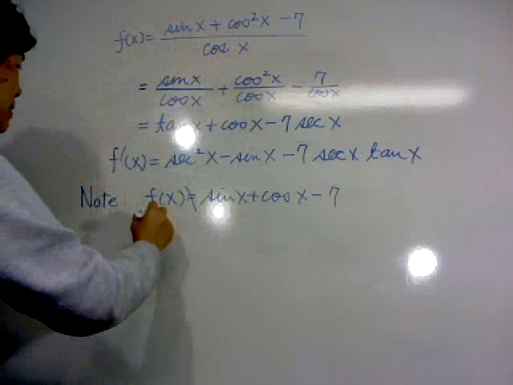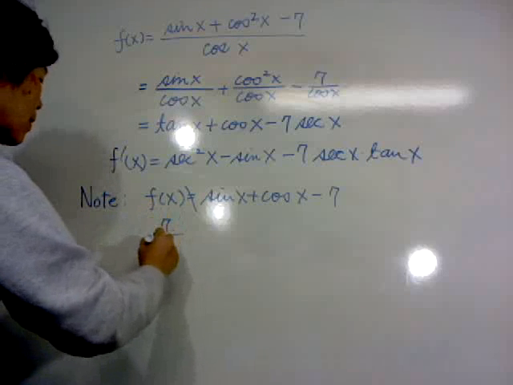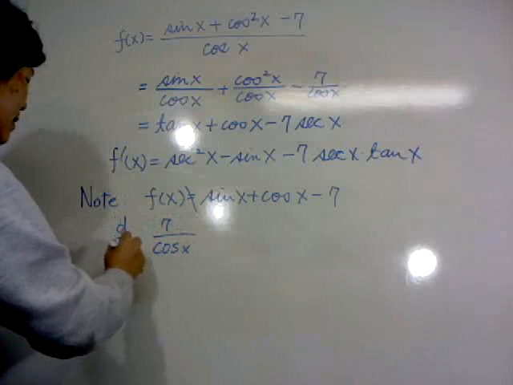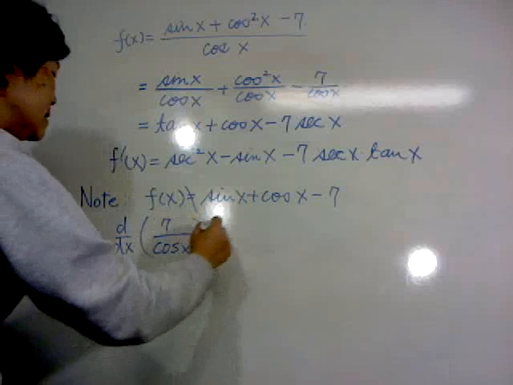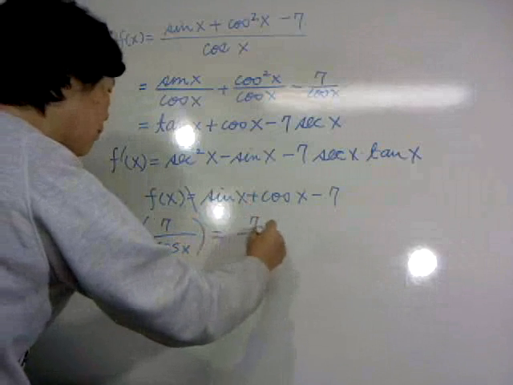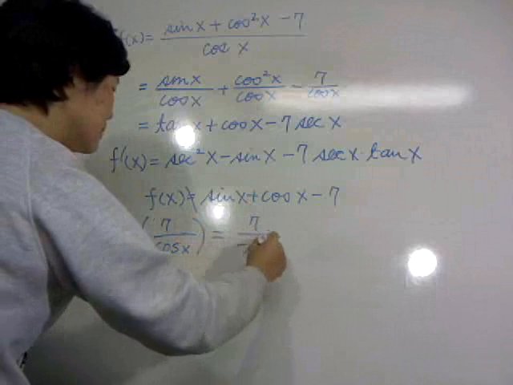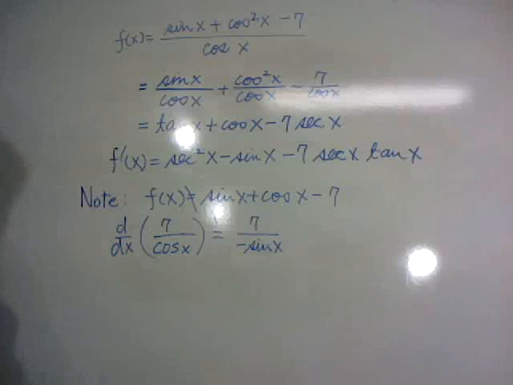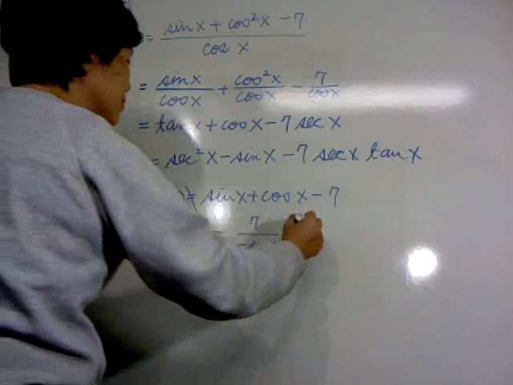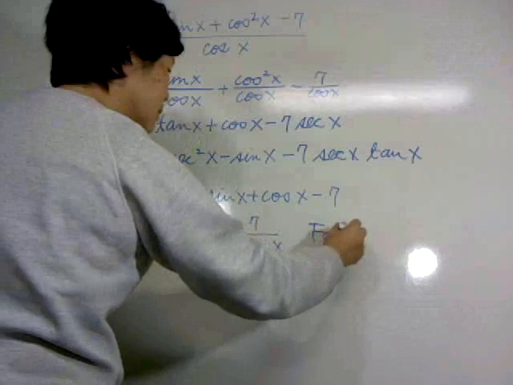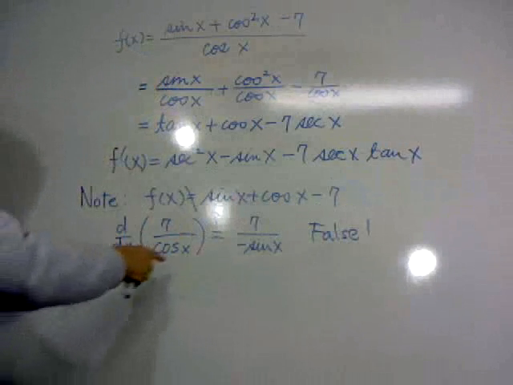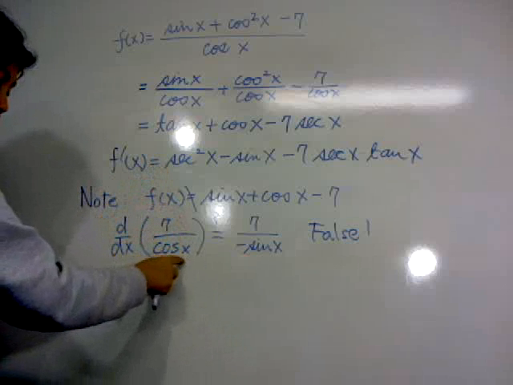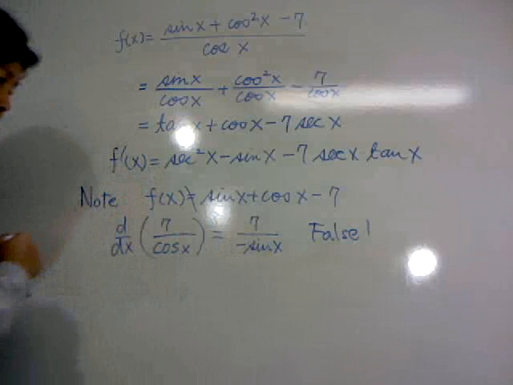And another thing is, when you differentiate 7 over cosine x, let's differentiate this one separately. Is this the same as 7 over negative sine x? Is it true or not? The one in question, which is not true, is false. The reason being, when you say this, that means you just conveniently differentiate just cosine x and then make it negative sine x over here.